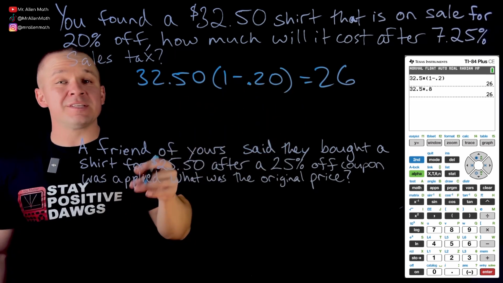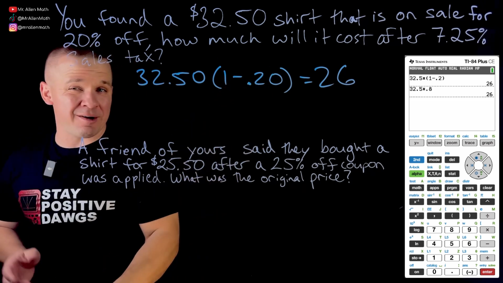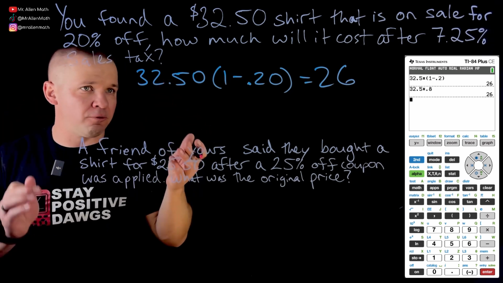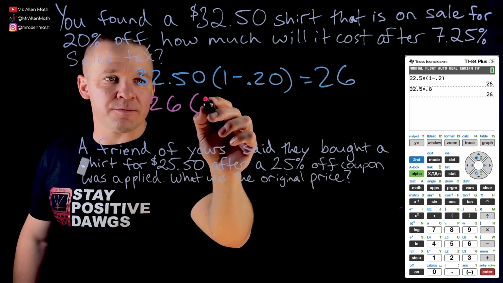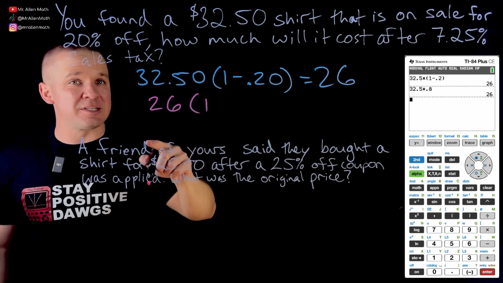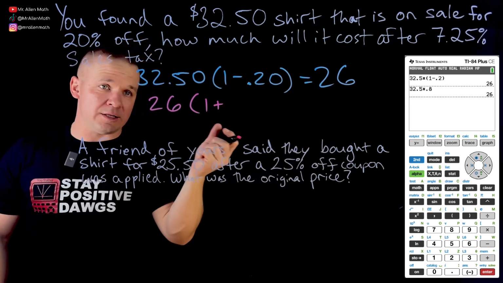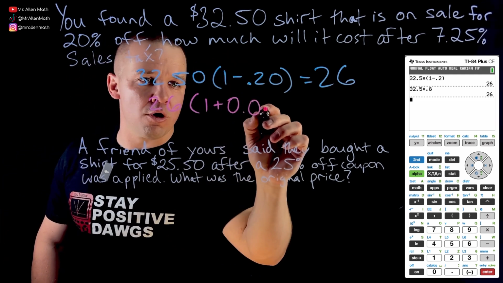Now I got to factor in the sales tax. And here's why I like to do it how I just did here, is because now I stay nice and organized and I can manipulate this equation, this formula, whatever you want to call it, for each scenario. So $26 times 1 plus, because I'm going to be adding the sales tax rate. This was a discount. I'm subtracting that cost off. Here I'm adding the sales tax.